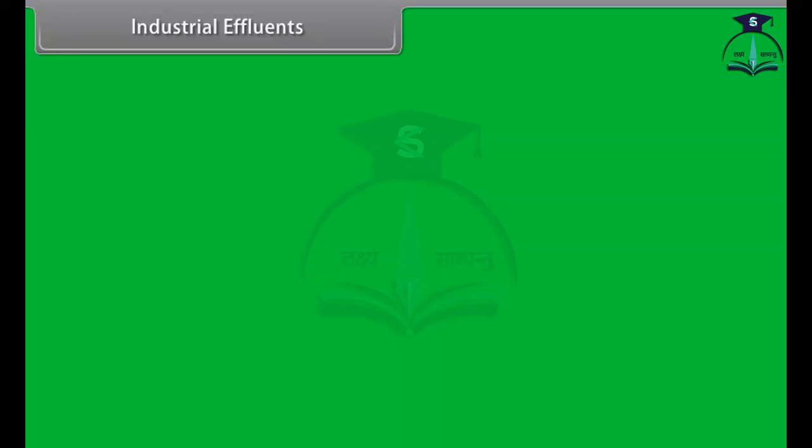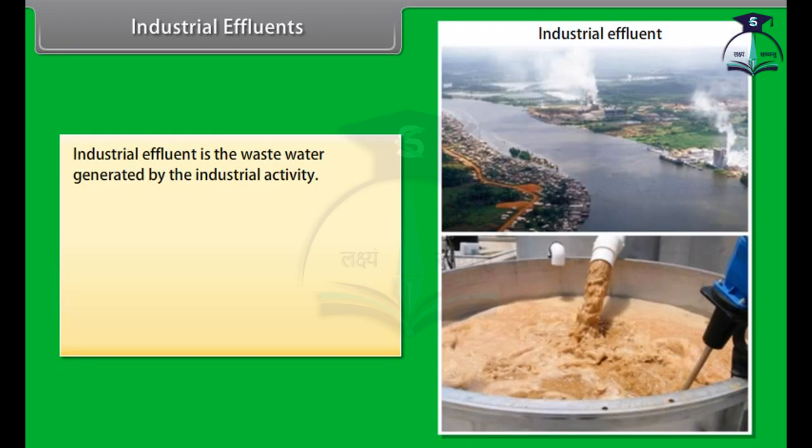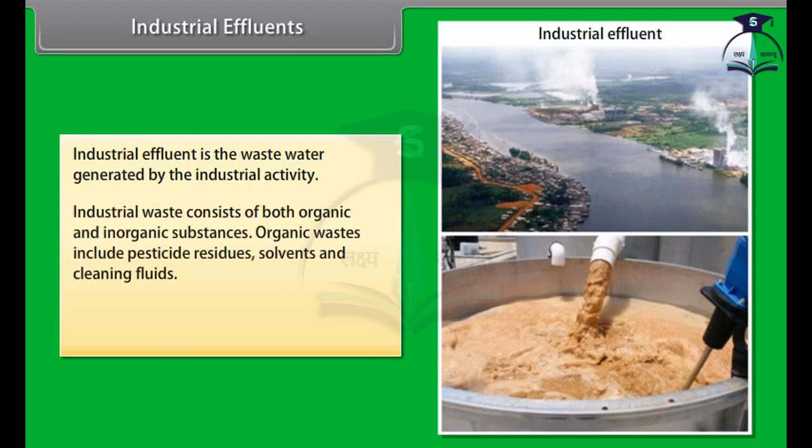Industrial effluents. Industrial effluent is the wastewater generated by industrial activity. Industrial waste consists of both organic and inorganic substances. Organic wastes include pesticide residues, solvents, and cleaning fluids. Effluents can also contain inorganic wastes such as brine salts and metals.